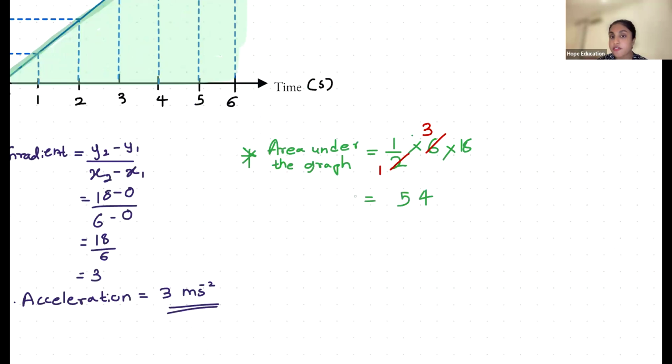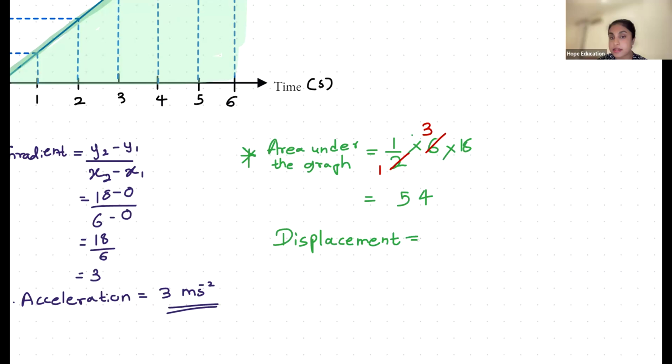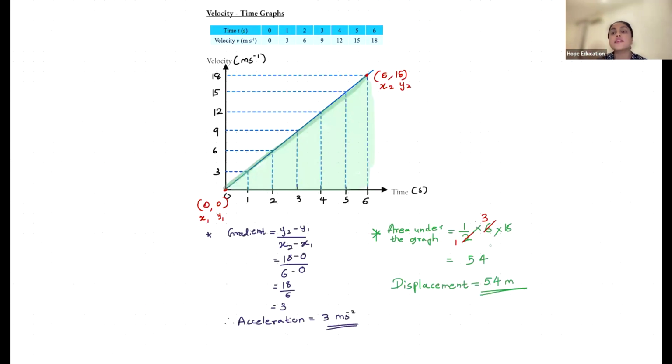If the area under the graph is 54, that means the object's displacement is 54 meters. So in a displacement time graph, all we have to know is that the gradient gives the velocity. But in a velocity time graph, the gradient gives the acceleration, number one. Also, the area under the graph gives the displacement of that object. Is that clear to all of you?